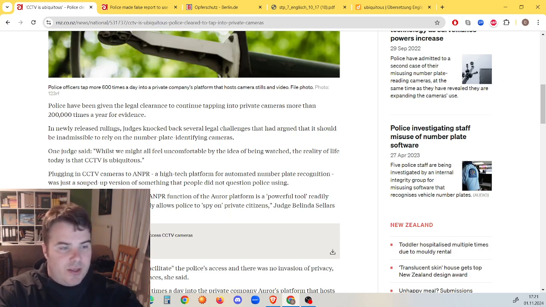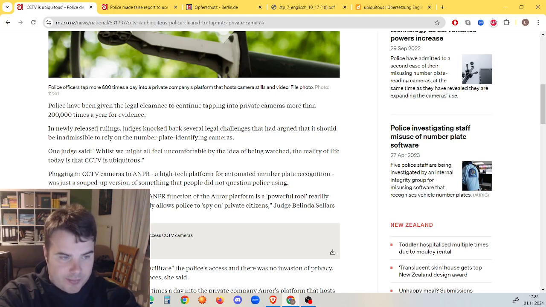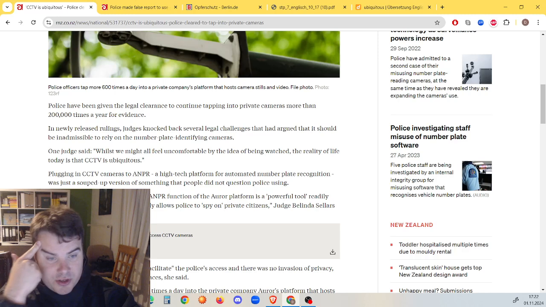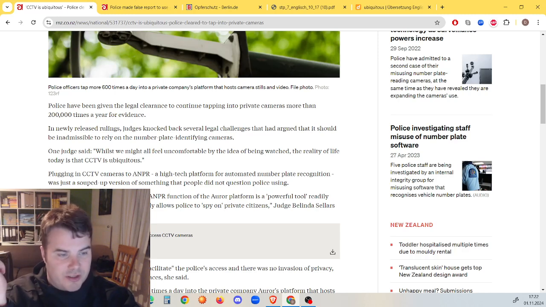Maybe you can read it for homework if you want to. Here's the main point. Police have been given the legal clearance to continue tapping into private cameras more than 200,000 times a year for evidence. Again, it's all about getting that evidence. You need evidence for a case. These are private cameras owned by private stores. And in newly released rulings, judges knocked back several legal challenges that had argued it should be inadmissible to rely on the number plate identification cameras. This also refers to facial recognition, but no one likes to mention that there's facial recognition in it.